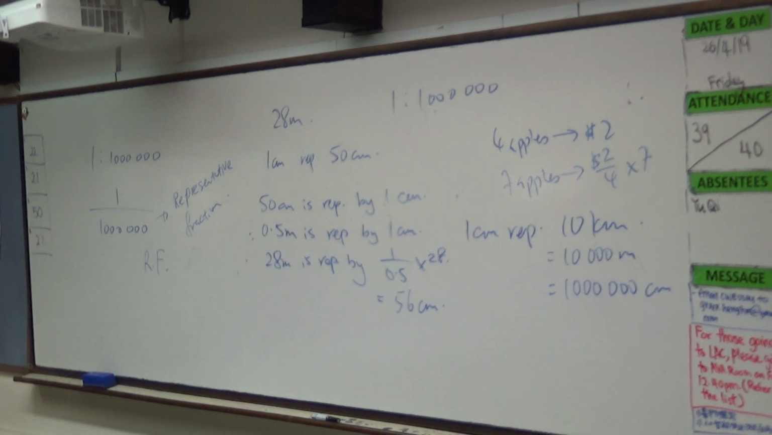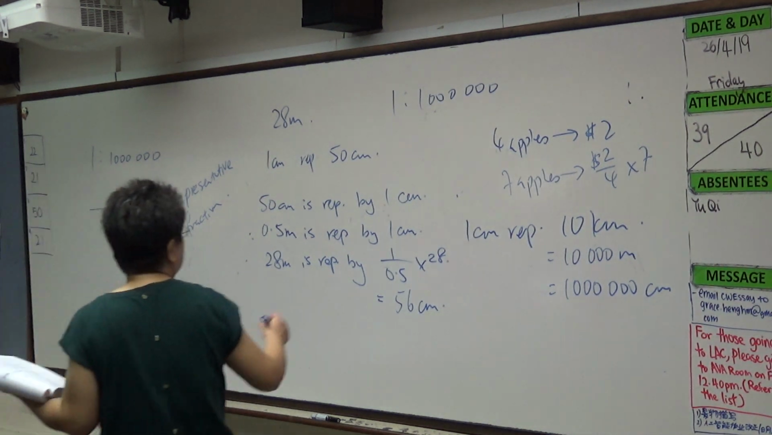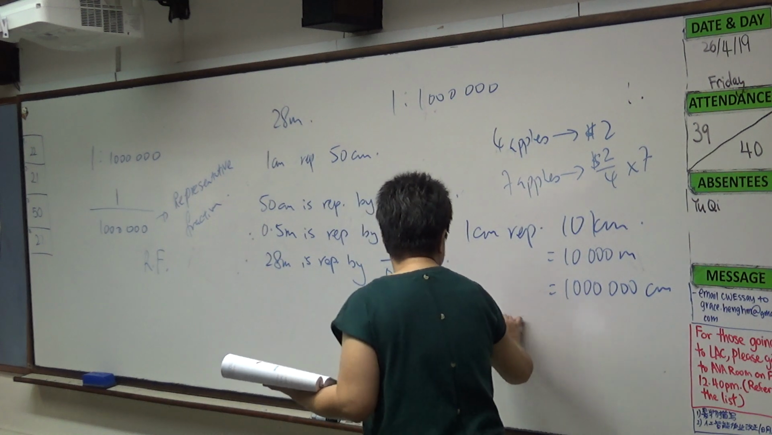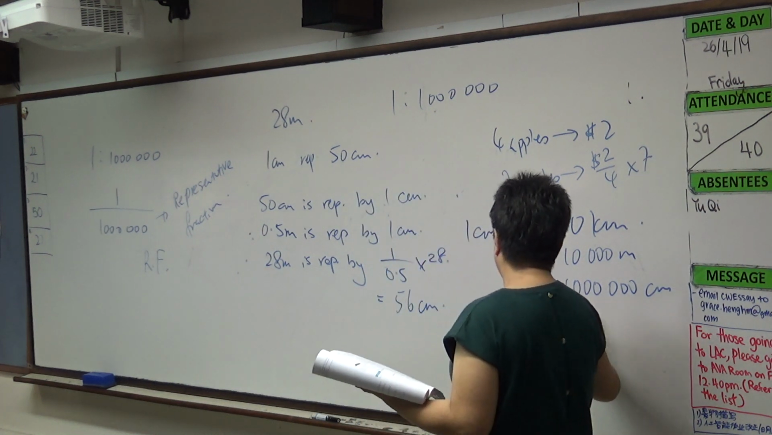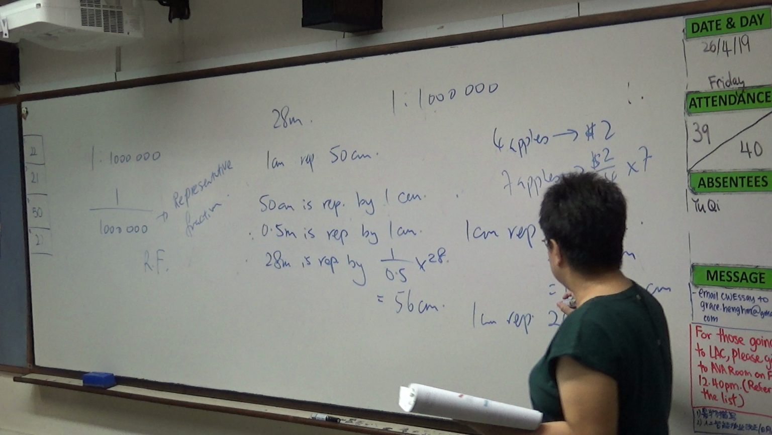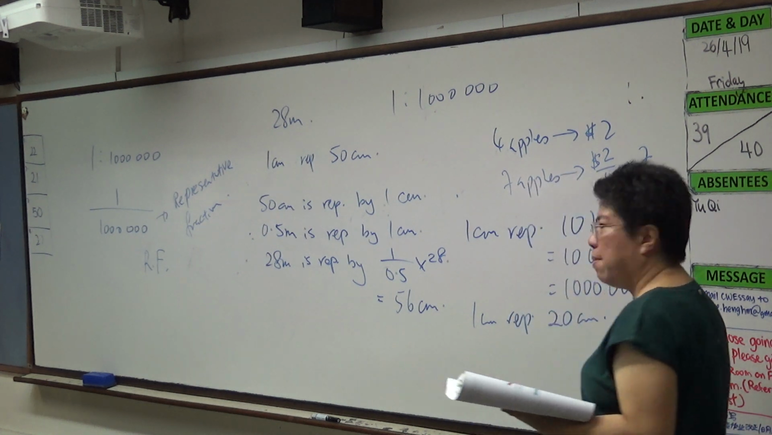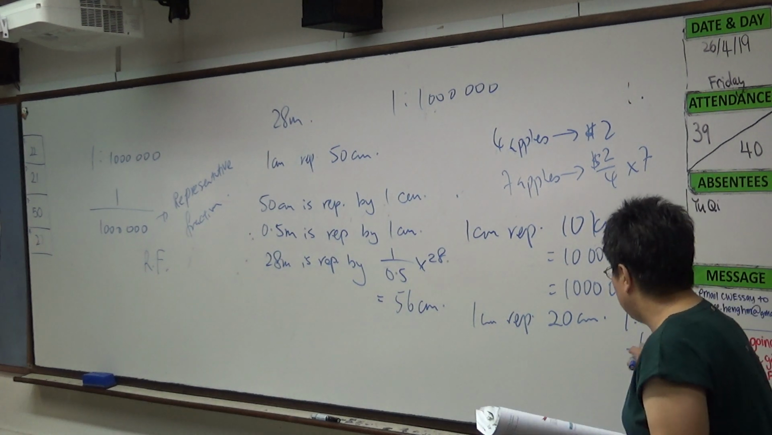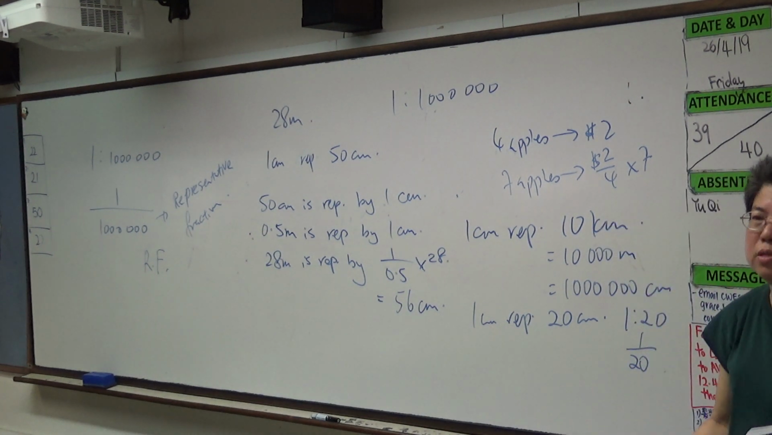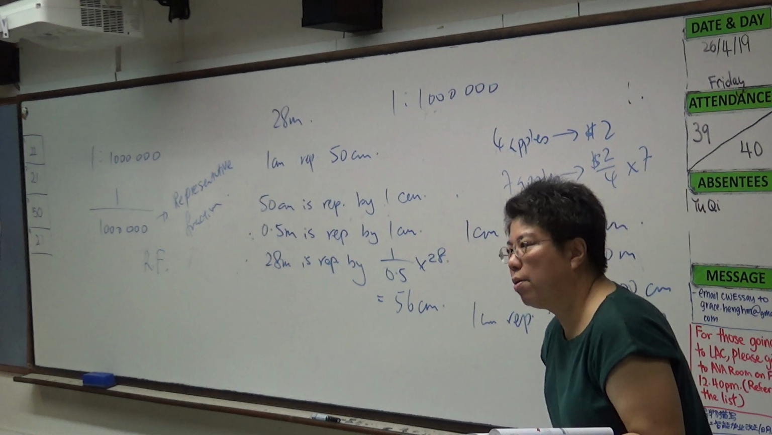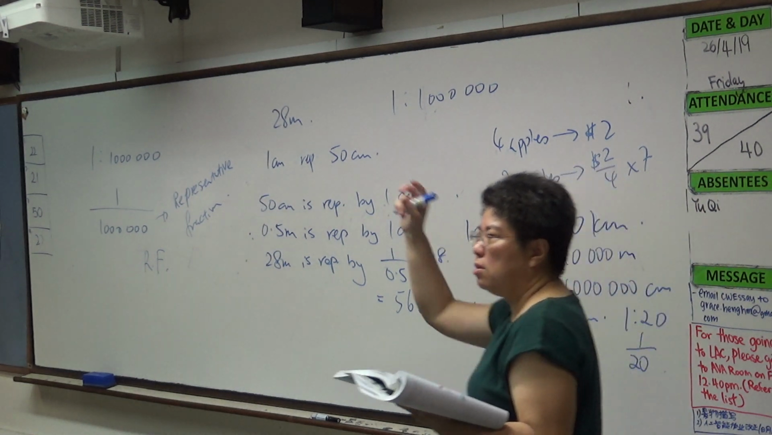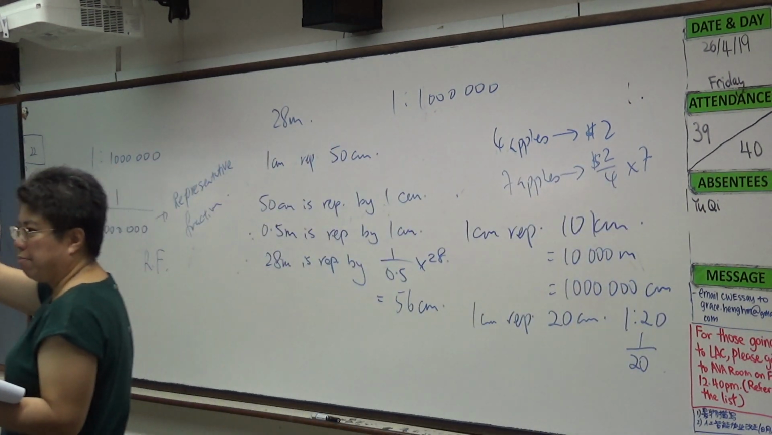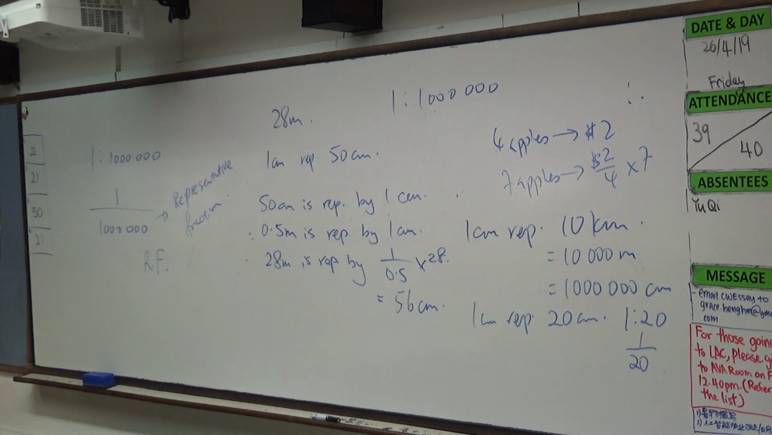RF means representative fraction. Now, if I say 1 cm represents 20 cm, that means the ratio will be 1 is to 20, am I right? What about the RF, representative fraction? 1 over 20. That is what it means, just that simple. Everybody okay? But for representative fraction, the numerator must be 1. Get it? Okay, good.